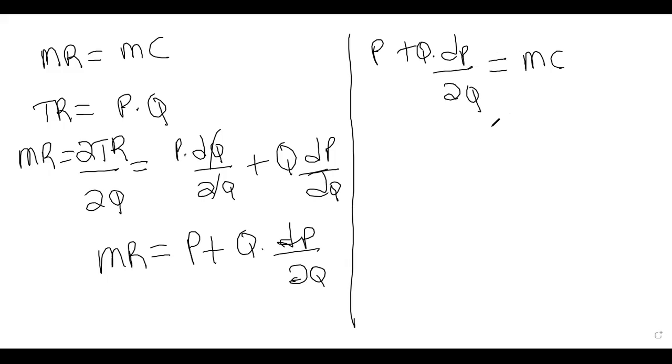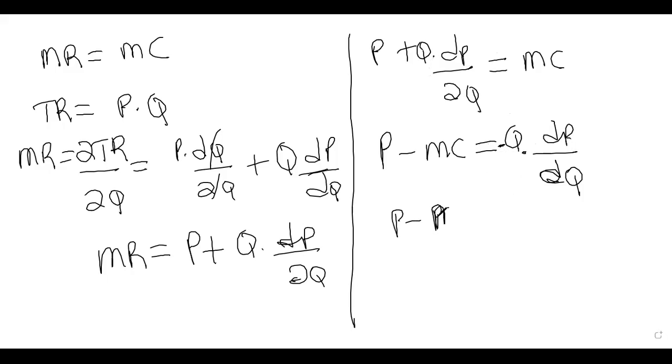So I'm going to send marginal cost to the left-hand side, and I'm going to send the Q dp over dk to the right-hand side. So now we will have price minus marginal cost is equal to Q dp over dk, all right? Negative, of course, because it has crossed the equal to sign. Now, if I divide both sides by price, I'll have price minus marginal cost over price is equal to Q over price and then dp over dk, okay?